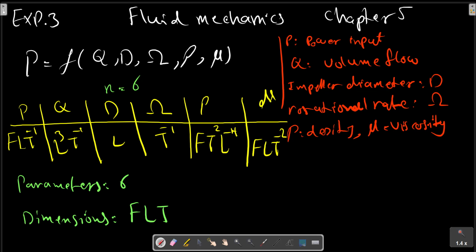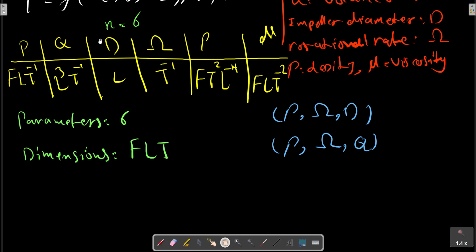So we are going to choose the repeating variables. In this case, we can obtain various repeating variables; it depends on our experimental output. For example, we can choose rho, omega, and D. Or rho, omega and Q, and we can also select other sets. For example, rho can cover the dimensions, but it cannot cover the other dimensions, so we need two other parameters: rho with omega and D, rho with Q and L.